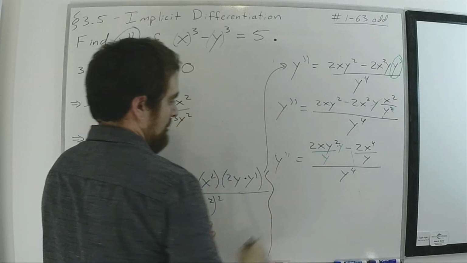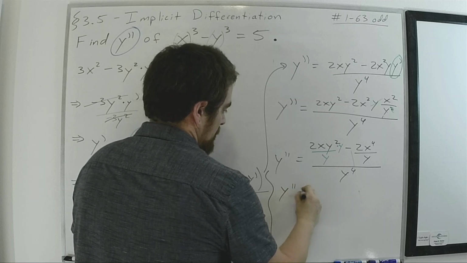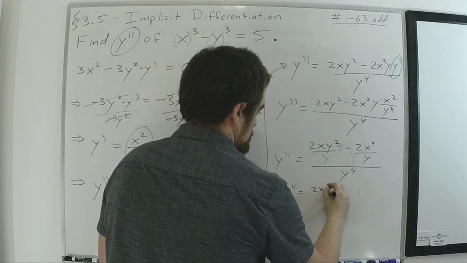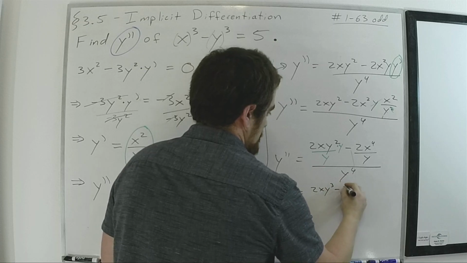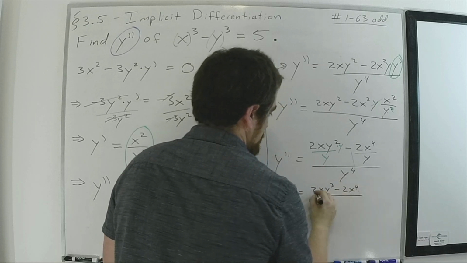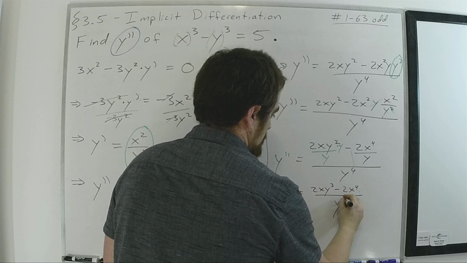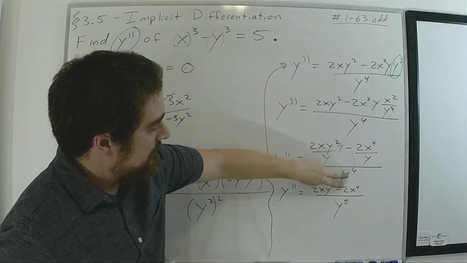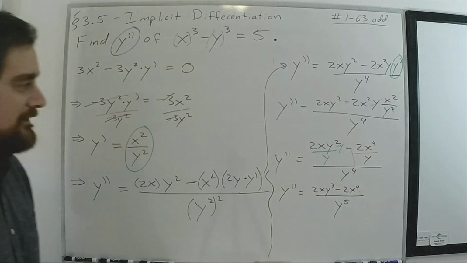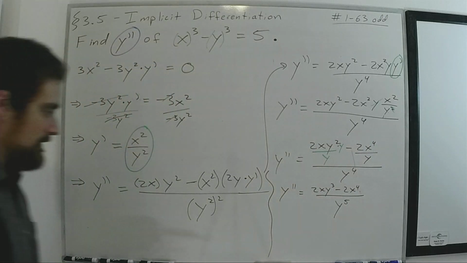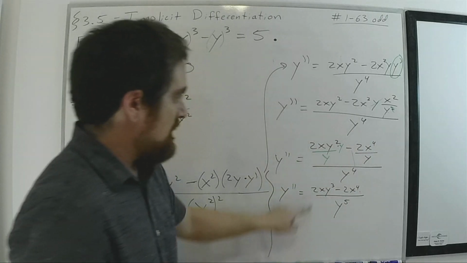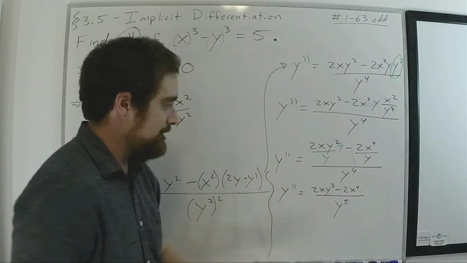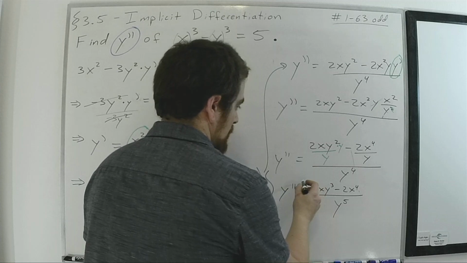Let me separate that. So y double prime is going to be equal to 2xy cubed minus 2x to the 4th divided by y to the fifth. All right, so common denominator of y, but then I'm going to multiply by the reciprocal of y to the fourth, which is 1 over y to the fourth. So you can see that I'm dividing by y and then dividing by 4 more factors of y. So I'm dividing by 5 factors of y.